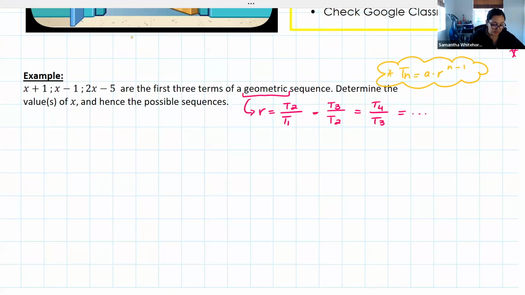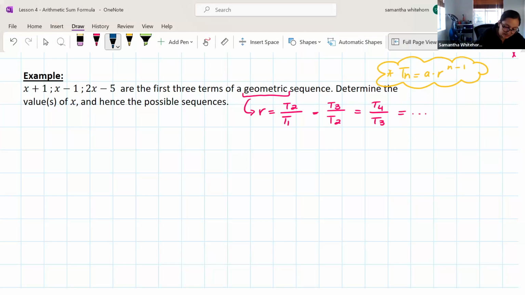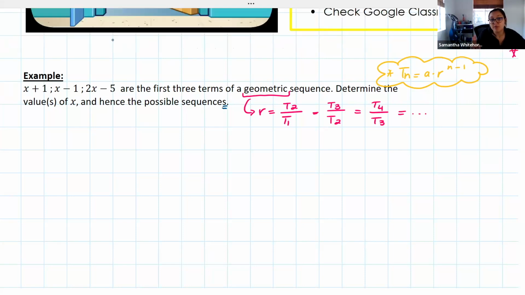Okay, so we've got some information here. It says x plus 1, x minus 1, and 2x minus 5 are the first three terms of a geometric sequence. And we have to do two things. We want to find the value of x, and we want to determine the possible sequences. Importantly here, it almost gives you a little hint of what's going to happen. The question specifically says sequences, so there's going to be two options. That should be in the back of our mind as we start this question: I should be getting at least two possible values for x, so that I end up with these options for the sequence.